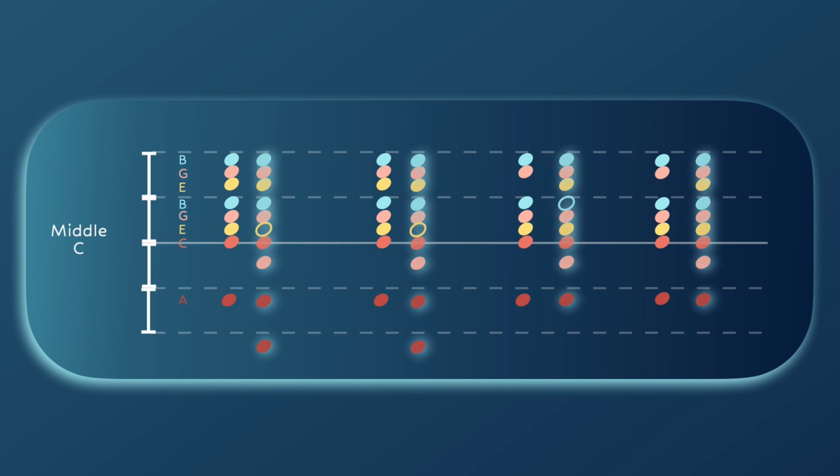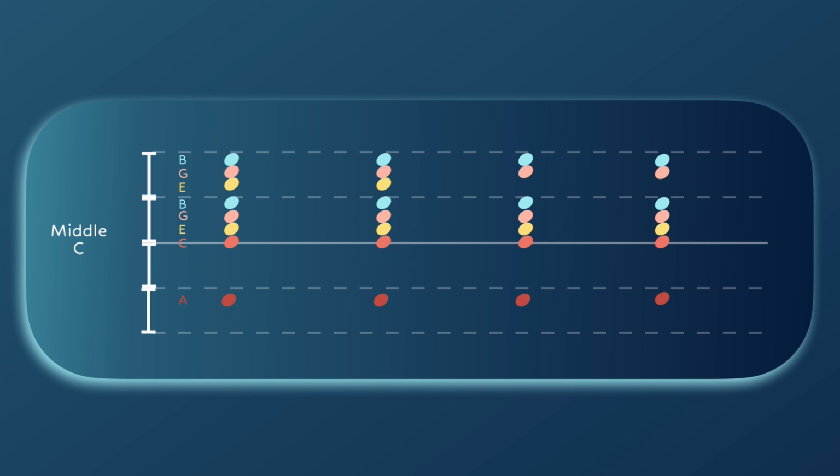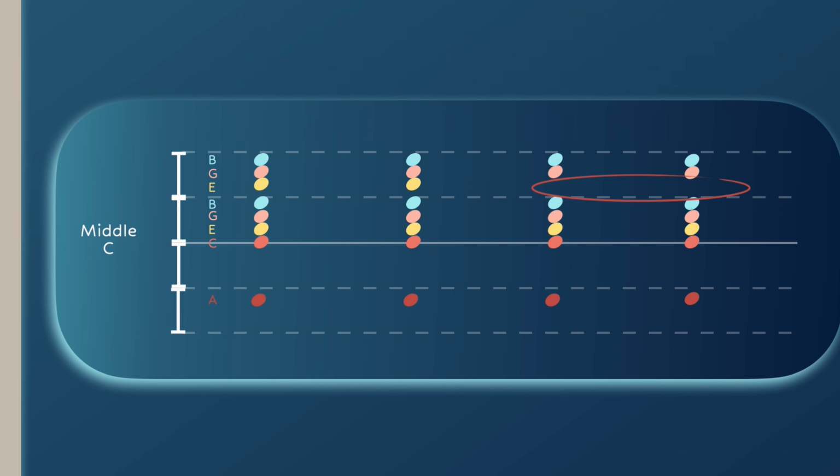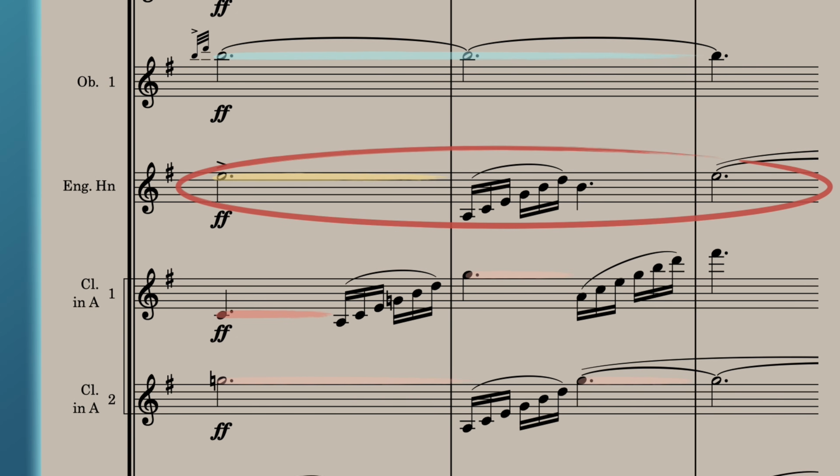Compare it to the strings. How would you describe such a comparison? Back to the woodwinds and brass. What's happening here? This brings me to a question about the English horn.